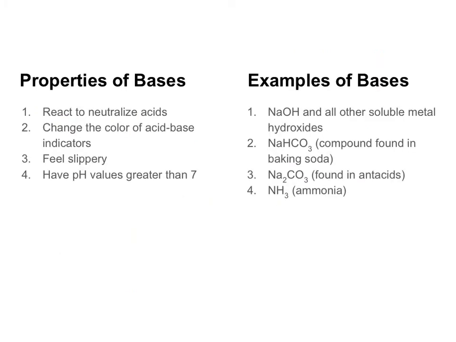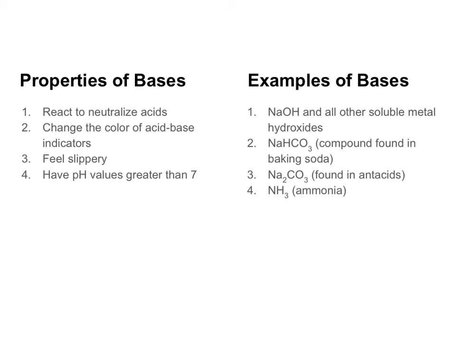Now, there are some properties of bases that we need to discuss. One is that they tend to react with acids to neutralize them. They will change the color of acid-base indicators. They tend to feel slippery, so things like your basic soaps are bases, and they tend to have a pH value greater than 7, and we'll talk about pHs next week. Examples of bases are NaOH, sodium hydroxide, and basically anything that has a metal and hydroxide is a base of some sort.